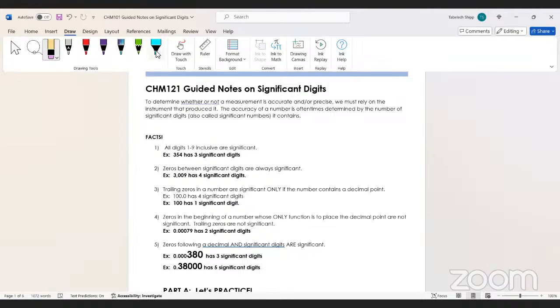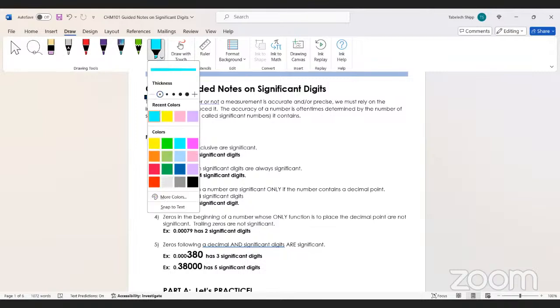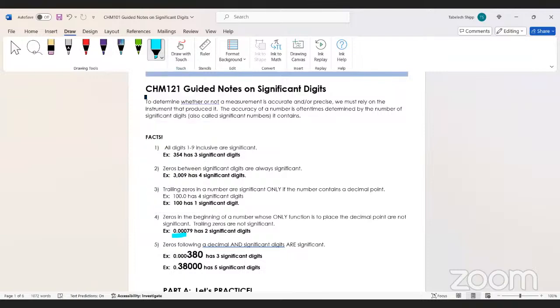Zeros in the beginning of a number whose only function is to place the decimal aren't significant. So that means if I look at a number like this right here, 0.000079, only the 7 and the 9 are significant. So in this case, we only have 2 significant digits. Those zeros in front do not count. But when you hit that first significant digit, it and any number that comes after it are significant.